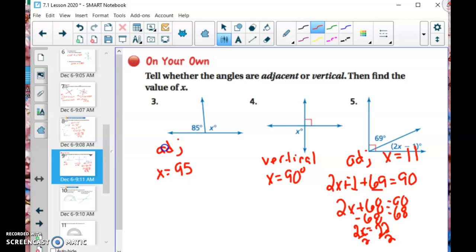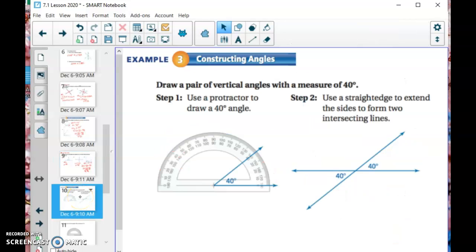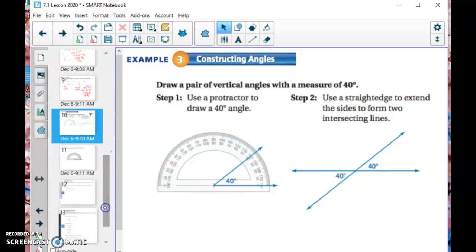Alright, next up is using your protractor to construct some pairs of angles. So this example here says draw a pair of vertical angles with a measure of 40 degrees. Well, first, you would use your protractor to draw a 40-degree angle. And then once you have your 40-degree angle, to turn it into vertical angles, you would just continue this blue line like so, and then continue the other blue line like so, and that makes intersecting lines, and with your intersecting lines, both of those would have to measure 40 degrees.